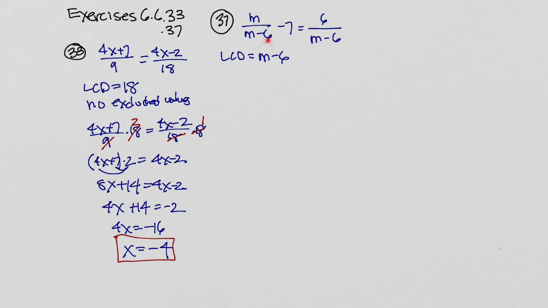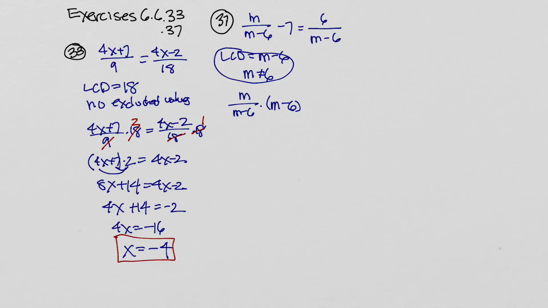Right, we can see we got an m minus 6 here, a 1 here, and an m minus 6. So the LCD is m minus 6, and we need to say that m is not equal to 6. That's excluded, right? Because if m is equal to 6, we'll get 6 minus 6 is 0. We get division by 0. So we're going to exclude 6.